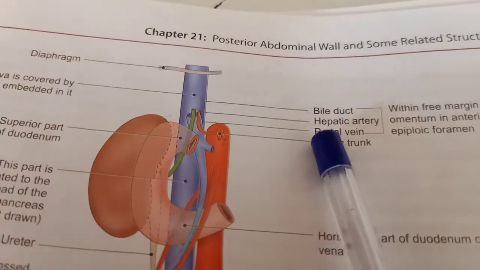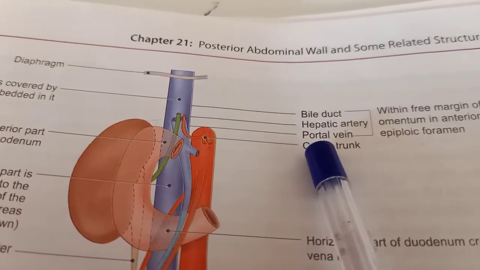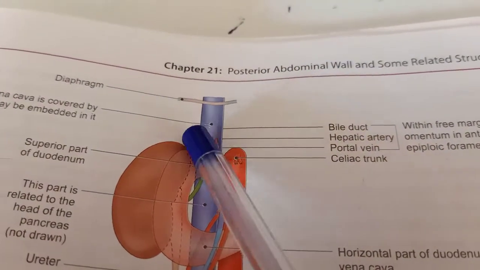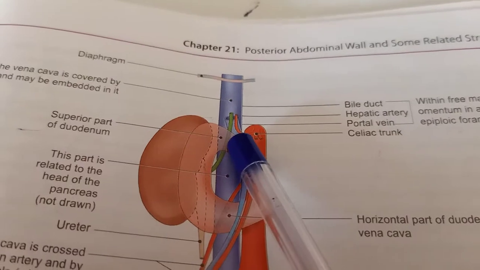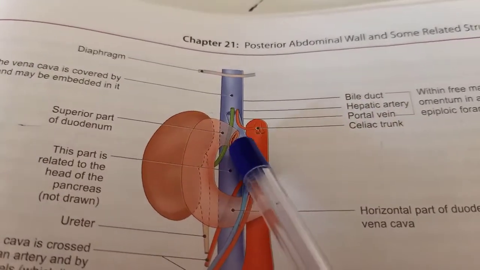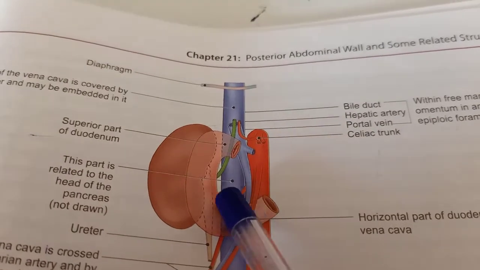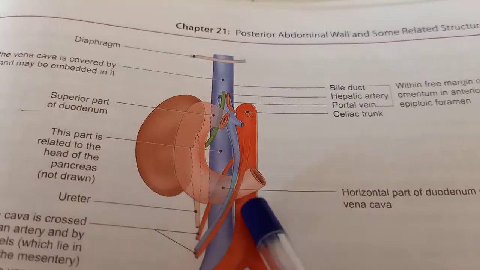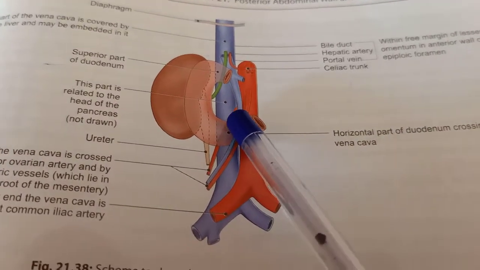The bile duct, the hepatic artery, the portal vein, the celiac trunk. So this forms the anterior relation of the IVC. The superior part of the duodenum, the head of the pancreas, which is not drawn here, the horizontal part of the duodenum. Okay, we'll go down further.